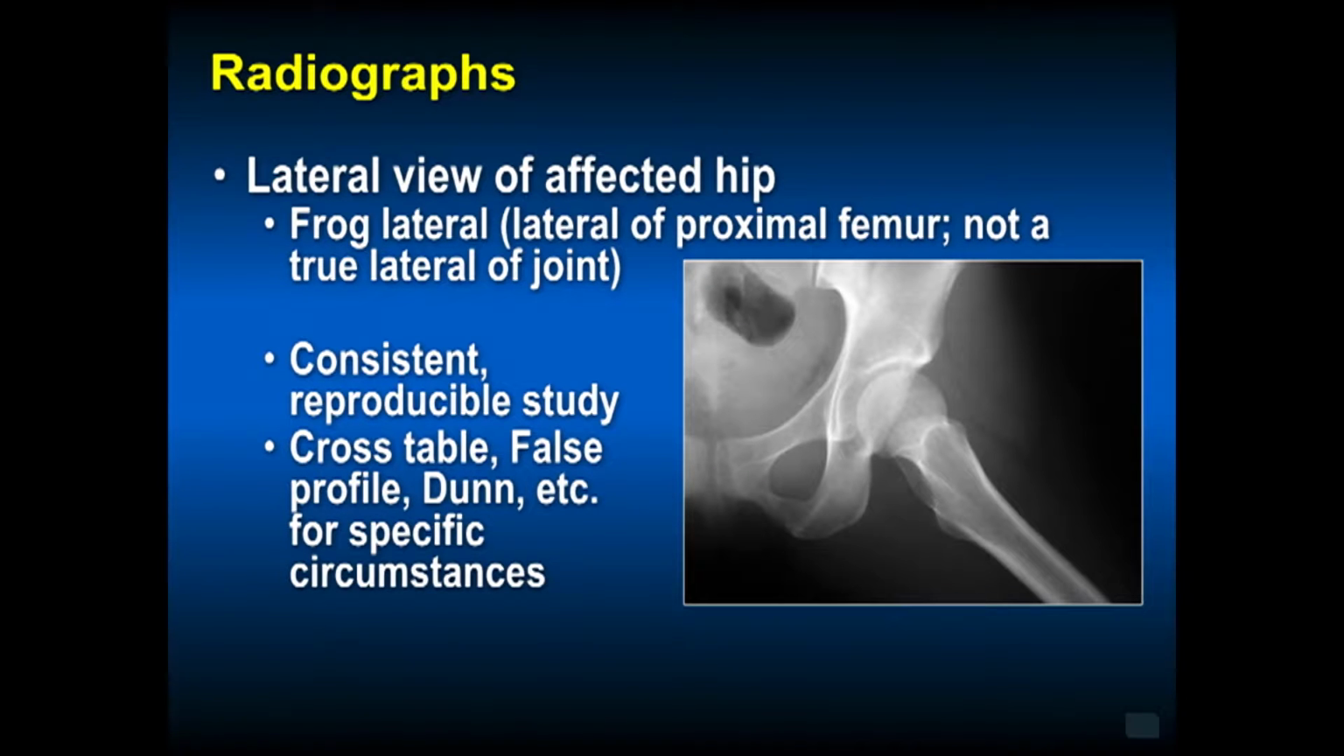Lateral view. Typically we do a frog lateral view of the affected hip. This gets a lateral of the proximal femur, not really a true lateral of the joint. This is a consistent, reproducible study. You can also do other views, particularly if you're looking for advanced imaging of the hip, such as spurs off of the femoral head or the acetabulum. These would include a cross-table and false profile done for specific circumstances. The X-ray techs should be able to do these, and these other series are used in more advanced hip cases.